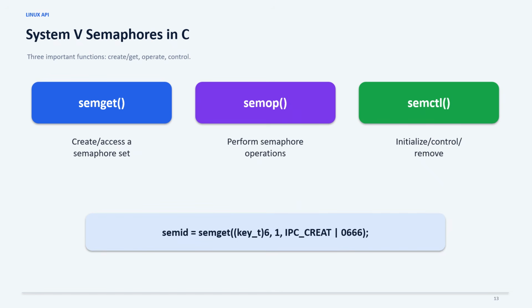For example, look at this statement: semid = semget((key_t)6, 1, IPC_CREAT | 0666). Let us break this statement into individual components.